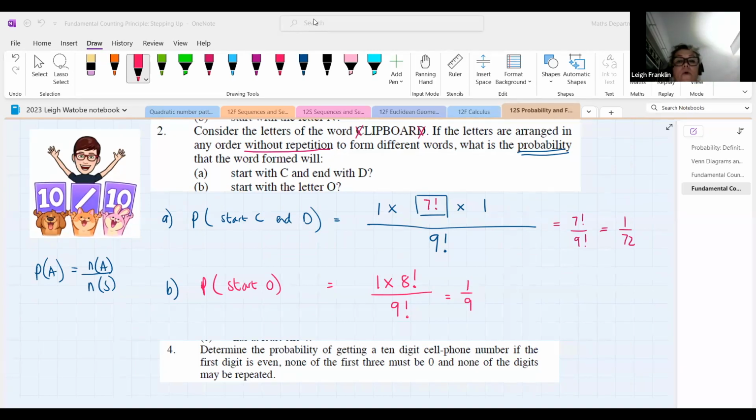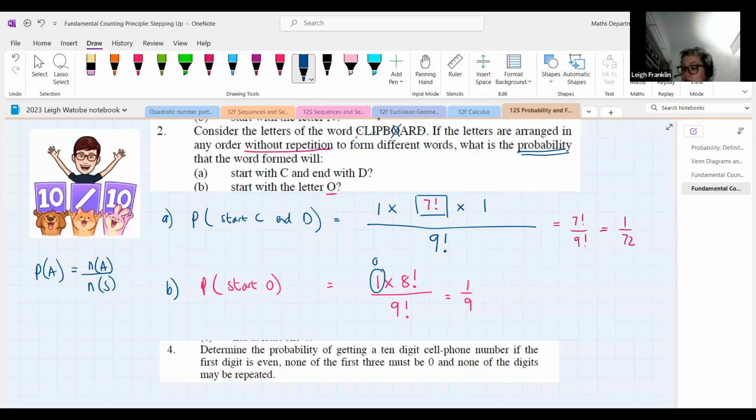Okay. All right, so it has to start with the letter O. If you go back and look at the word clipboard, we have to use the letter O in the first place. This is where the letter O is going to go. There are 1, 2, 3, 4, 5, 6, 7, 8 other letters that have to be arranged, and we're not allowed to repeat them. So there are 8 factorial ways in which those 8 letters can be arranged with each other. That's why we've got 1 times 8 factorial at the top.